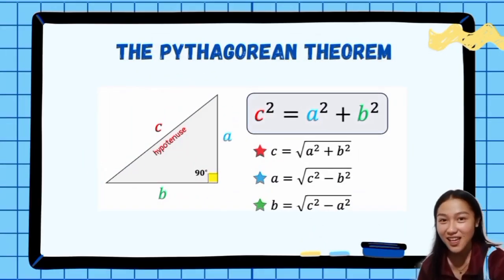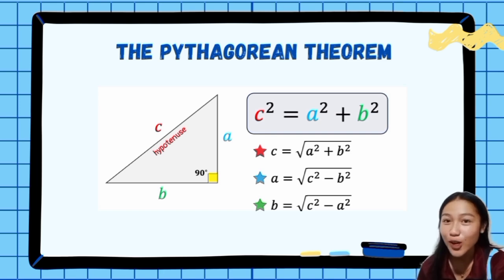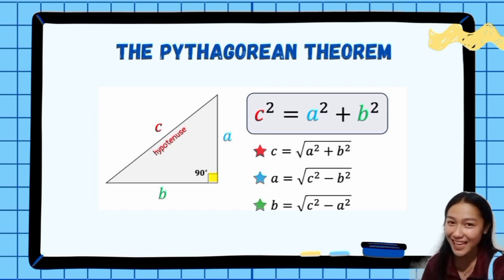The Pythagorean theorem says a squared plus b squared is equal to c squared. Or we can also say that c is equal to the square root of a squared plus b squared. This means that if you square the length of sides A and B and add them together, you get the square of the length of side C. It's like a magic formula to find any missing side if we know the other two.